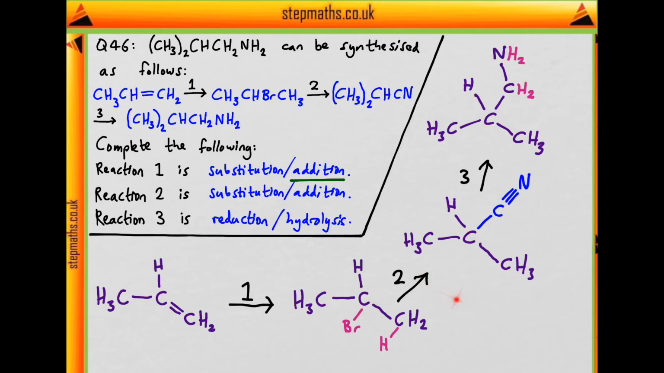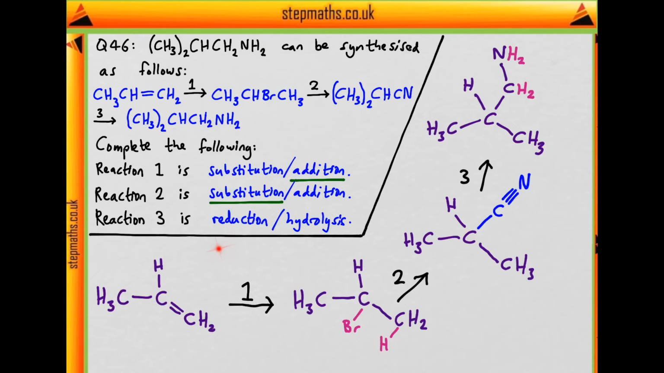Secondly, in reaction 2, what's happened? Well, you can see this bromine has been replaced by this cyanide group, or the nitrile group. So we've not added anything, we've just substituted this bromine with this. So this is a classic nucleophilic substitution.